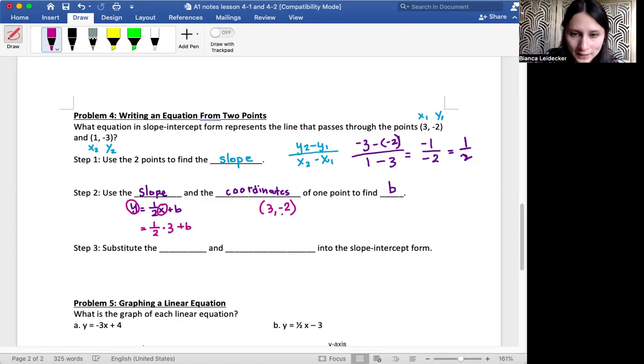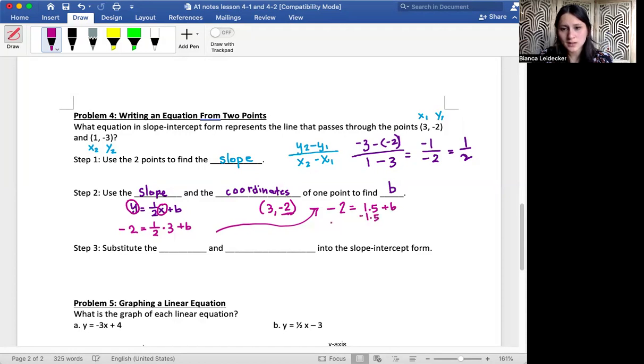Then for y, it's -2, so I'm going to replace y with -2. Hopefully you're seeing where this is coming from. Then I'm going to solve for b. So now it's just a simple math equation. I'm going to bring my work over here because I'm running out of room. 1/2 of 3 is 1.5, and that's going to be plus b. Then I'm going to subtract 1.5 on both sides.